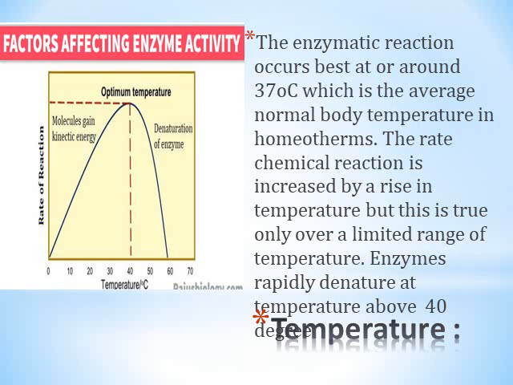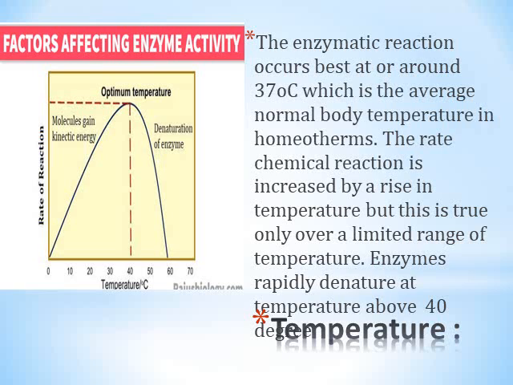Now see the next factor, temperature. The enzymatic reaction occurs best at or around 37 degrees Celsius, which is the average normal body temperature in homeotherms. Homeotherms are the organisms in which the normal body temperature is 37 degrees Celsius. The rate of a chemical reaction is increased by a rise in temperature, but this is true only over a limited range of temperature. Enzymes rapidly denature at temperatures above 40 degrees.